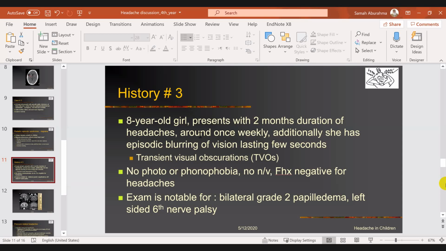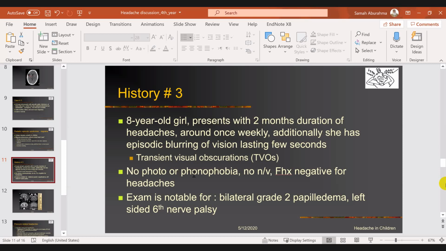She's 8. Two months of headache, once weekly. She has episodic blurring of vision that lasts for a few seconds. This is what we call transient visual obscurations. Obscuration means blurring, right? Transient visual obscuration, okay? She does not have the typical migraine symptoms. No photophobia, no phonophobia, no nausea, no vomiting. Her family history is negative for migraines. So already now, we have something to worry about.